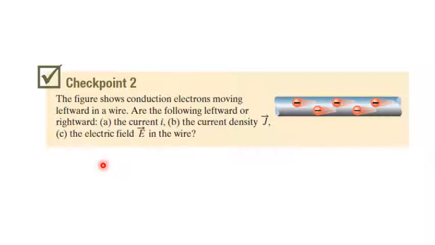As an example, if we have a rod with negative charges, this negative charge is moving from right to left. So the figure shows conduction electrons moving leftward in a wire. So they are moving from right to left. Are the following leftward or rightward? The current.